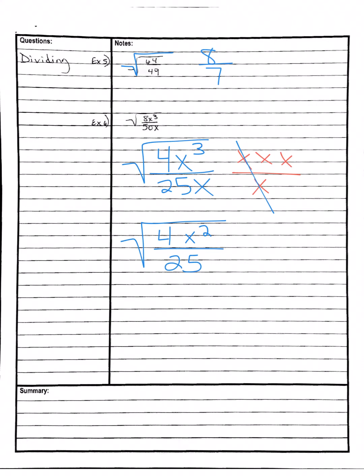Now let's take a look and talk about, are these perfect squares? 4x squared, 4 is a perfect square. You get 2, x squared, take the square root, you get x, and divide by the square root of 25 is 5. This would be your final answer, 2x divided by 5.